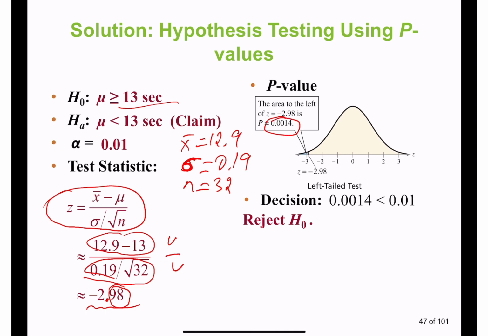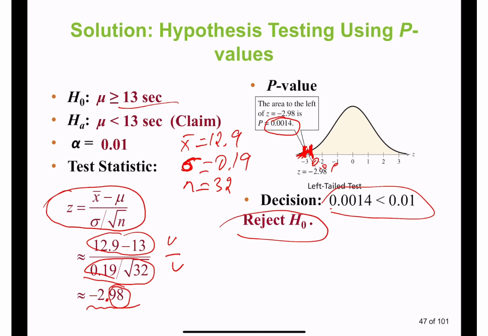0.0014. And let's compare. If this is our 0.01, alpha probability, the p-value is going to be much, much less, correct? With much, much less, that means it's falling in the area of error. Therefore, if it's falling in the area of error, we always reject the null hypothesis.